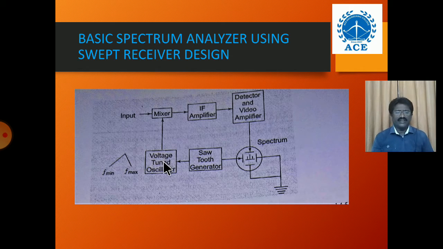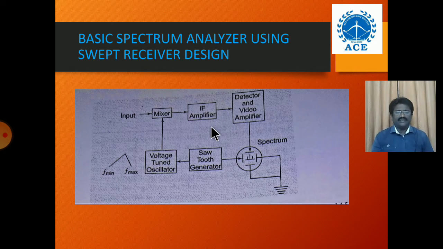Now the voltage tuned oscillator sweeps from F minimum to F maximum of its frequency band at a rate. So the input signal of the spectrum analyzer and the output of the voltage tuned oscillator beat together to produce a difference frequency, that means the IF, intermediate frequency.